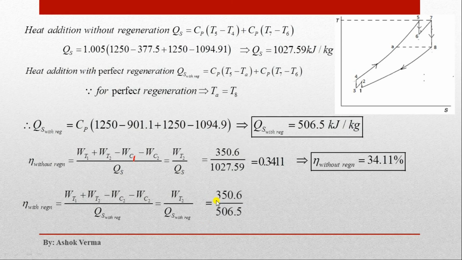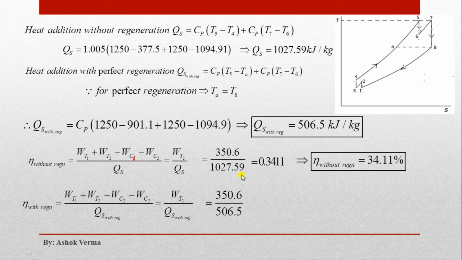So the efficiency with the regeneration will be equal to 350.6 divided by 506.5. You can compare here the efficiency of the cycle with regeneration and without regeneration. With regeneration the net work output is 350.6, and without regeneration it is also 350.6. So there is no change in the net work output.